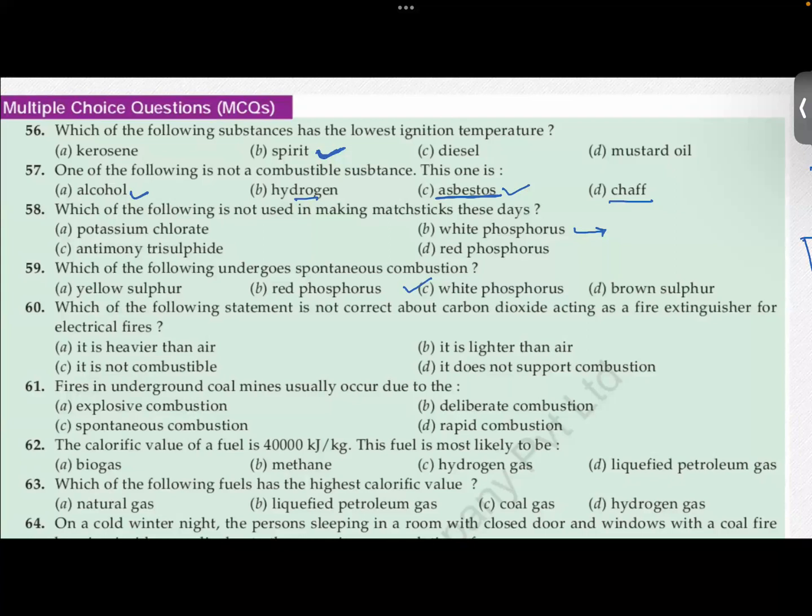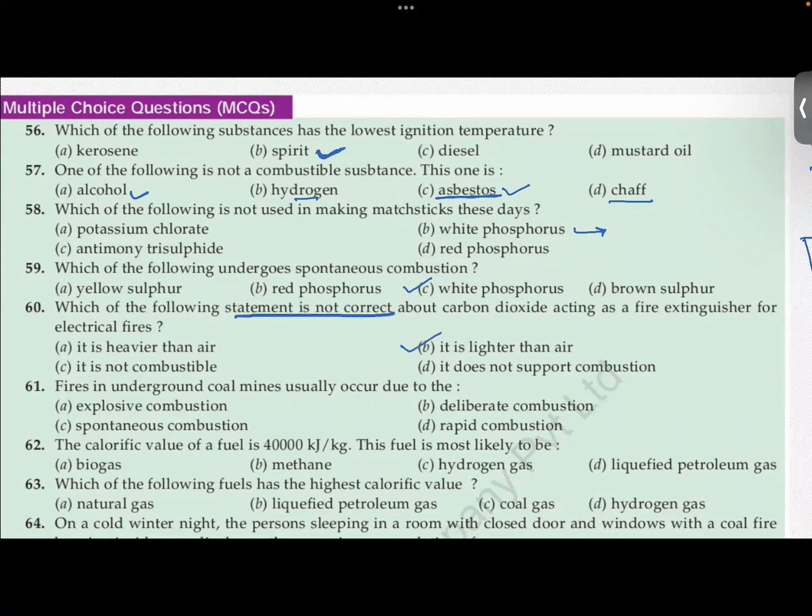Yeah, one of you read the question. Which of the following statements is not correct about carbon dioxide acting as a fire extinguisher for electric fires? It is heavier than air. The statement that it is heavier than air is correct. The statement that it is lighter than air is false here. So option B is the right answer because the question is asking which statement is not correct.